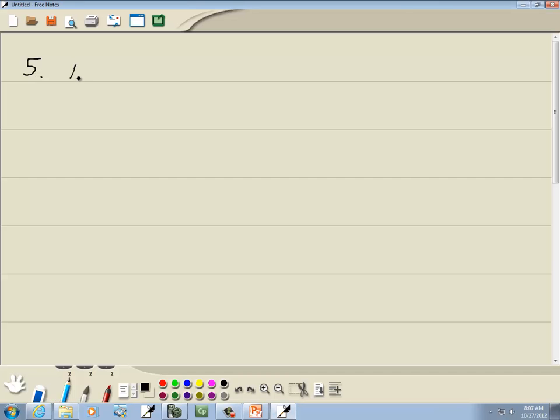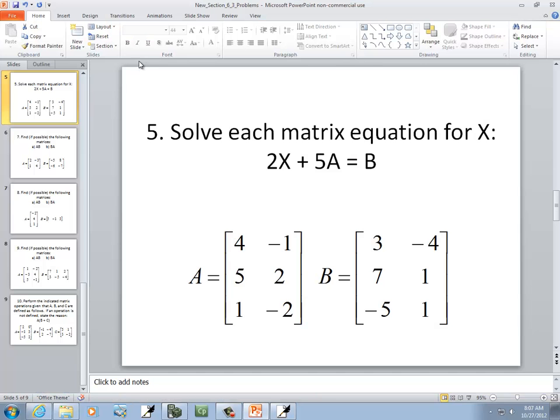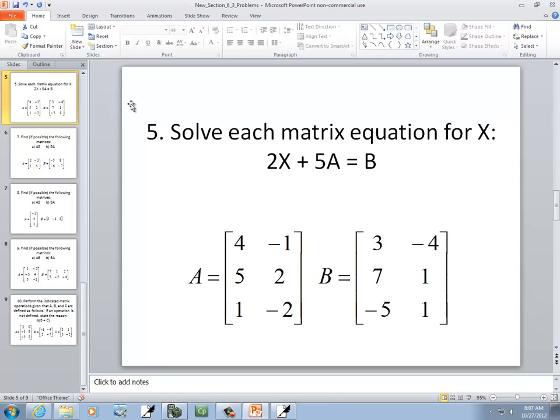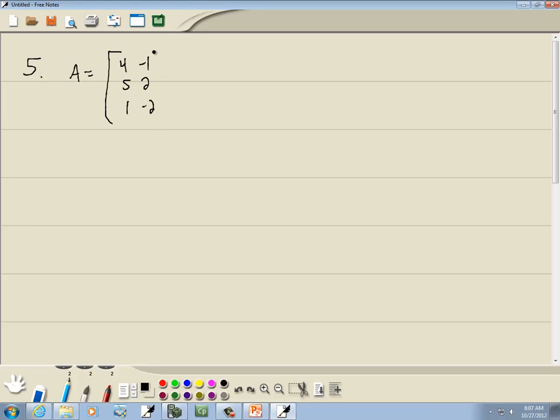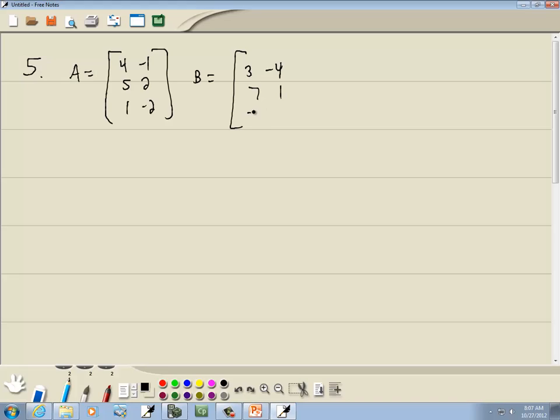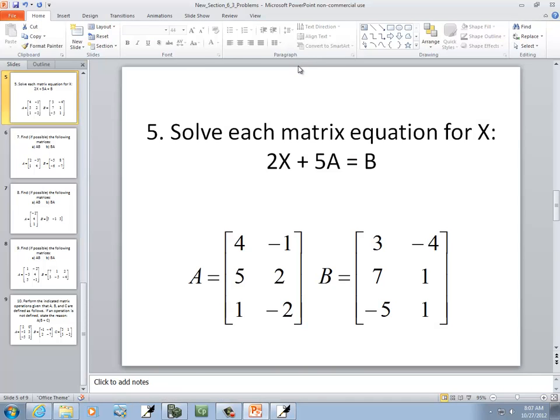So we got A is equal to 4, negative 1, 5, 2, 1, negative 2. And B is equal to 3, negative 4, 7, 1, negative 5, 1. Double check myself and all my signs, numbers.